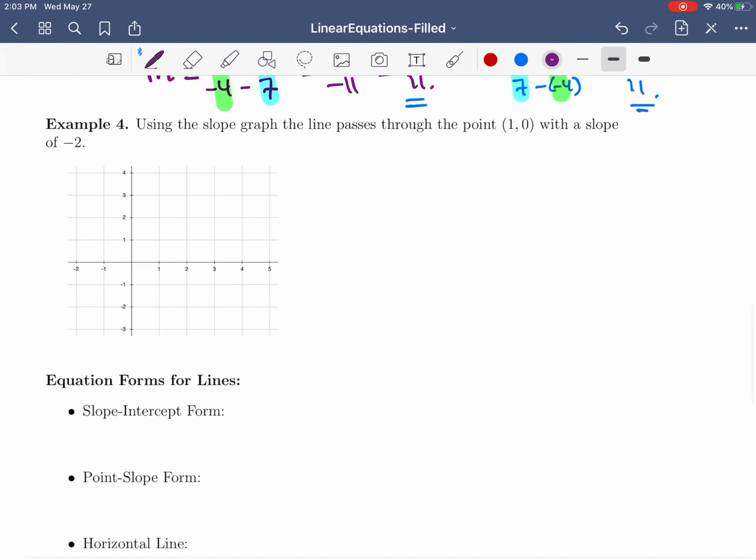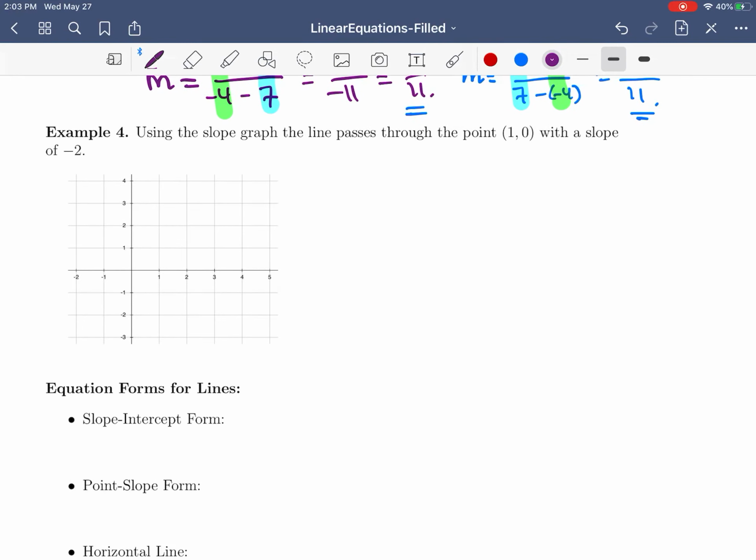Now, what if we want to graph a line using the slope? So we're going through the point (1, 0). So I know I have a point when x is 1, y is 0. So here's the point (1, 0). And I have a slope of -2.